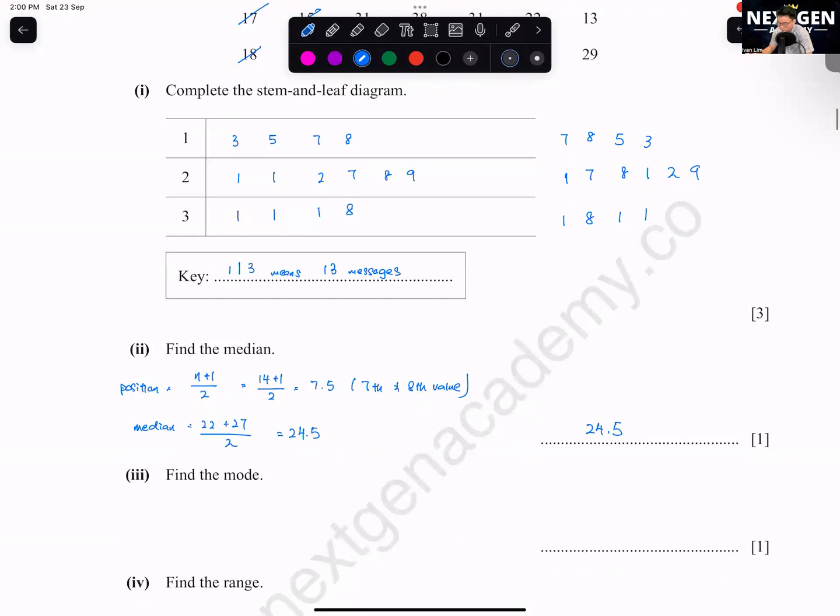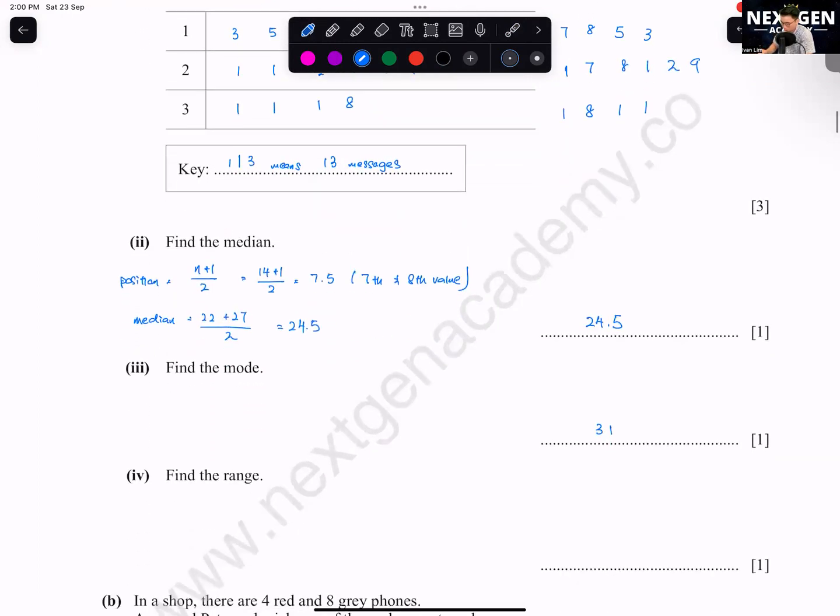Okay, find the mode. Mode means the one that appears the most. So you see got 111 over here. So here will be 31. Okay, find the range. You take the biggest value minus the smallest value. So 38 minus 13, which is equal to 25.